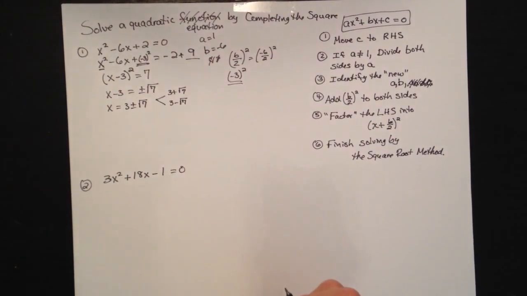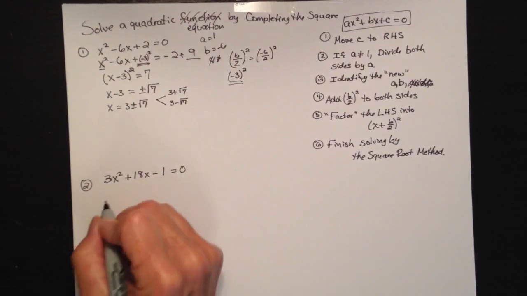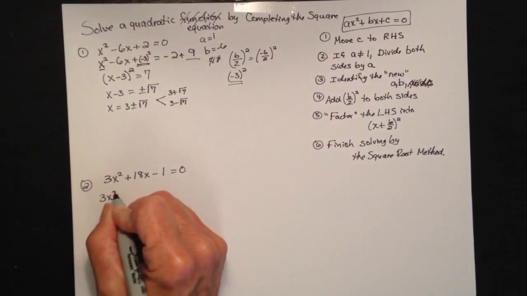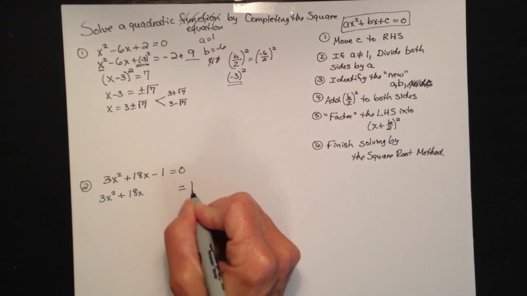Number 2 is different in that a does not equal 1, so we're going to have to do step 2. So we have 3x squared plus 18x minus 1 equals 0. What we want to do first is move c to the right hand side. So we'll move c to the right hand side and we get 3x squared plus 18x is equal to 1.